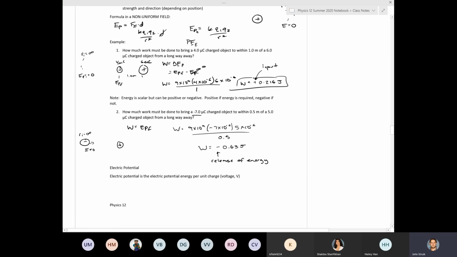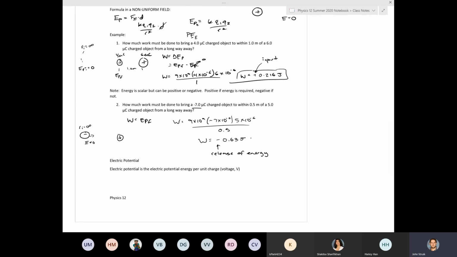Now by release, I mean that it's not like you just lose it. It releases in the form of something else, and we know that this is a delta EP, and we also know that delta EP equals negative delta EK, and so this release of potential energy will become kinetic energy. Okay, and that's because it's going to accelerate towards the positive charge. They're going to be attracted to each other. Now, if you look on your formula sheet under potential energy, the last column says to use positive and negative signs. So that's what we're doing here.